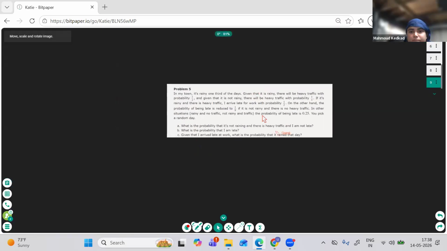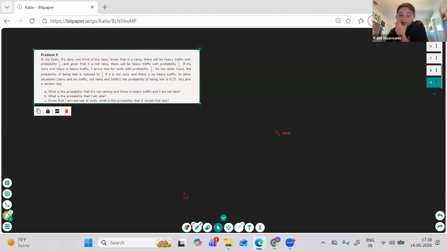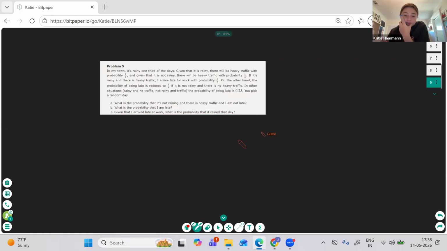In my town, it's rainy 1/3 of the days. Given that it's rainy, there will be heavy traffic with probability 1/2. And given that it's not rainy, there will be heavy traffic with probability 1/4. If it's rainy and there is heavy traffic, I arrive late for work with probability 1/2. On the other hand, the probability of being late is reduced by one.